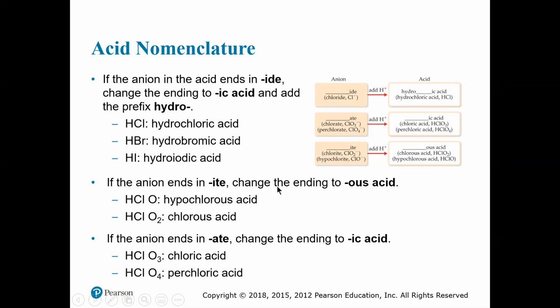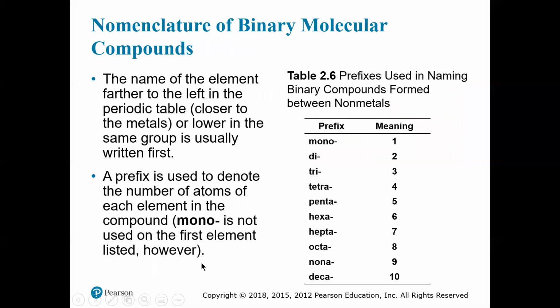If you're dealing with a hypo situation, like this one, we would call it hypochlorous acid. If instead your hydrogen is mixed with any ion that ends in ate, the ate becomes ic acid. So here we've got hydrogen mixed with chlorate, so this becomes chloric acid. Here we've got perchlorate, so we include the per, and this becomes perchloric acid. Sorry about that.